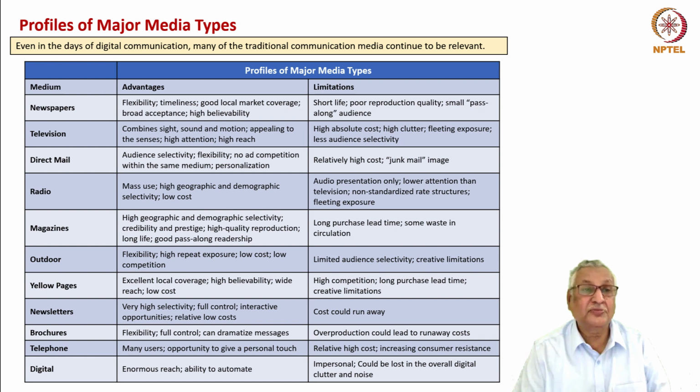Television is very effective because it combines sight, sound, and motion, appeals to the senses, high attention is achieved, and high reach is also achieved. But the problem with television is the high absolute cost, high clutter, fleeting exposure, and less audience selectivity. In respect of direct mail, you have audience selectivity, flexibility, no ad competition within the same medium, and personalization.